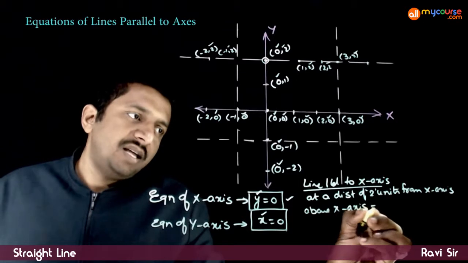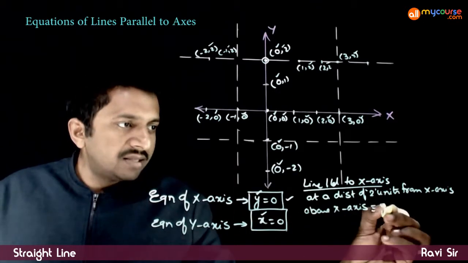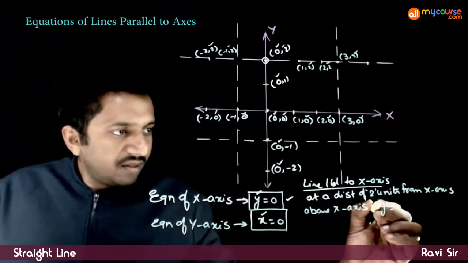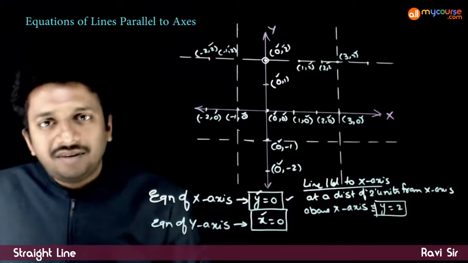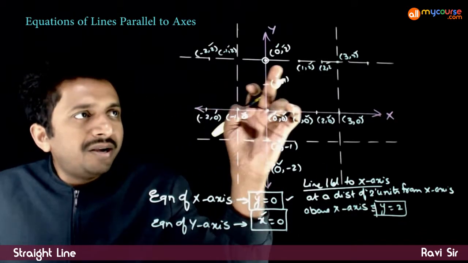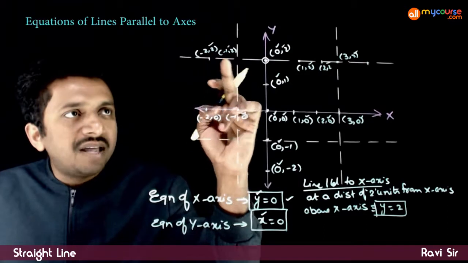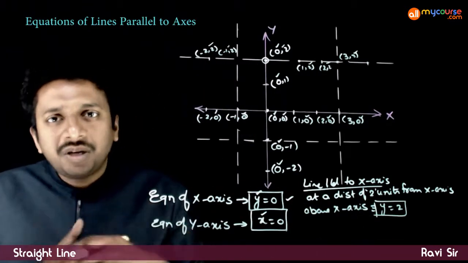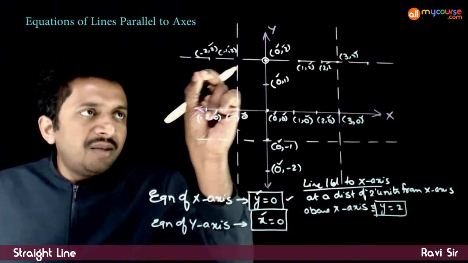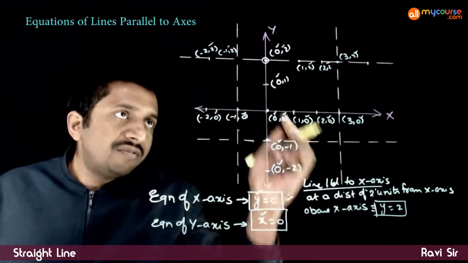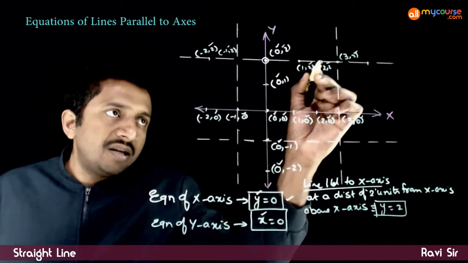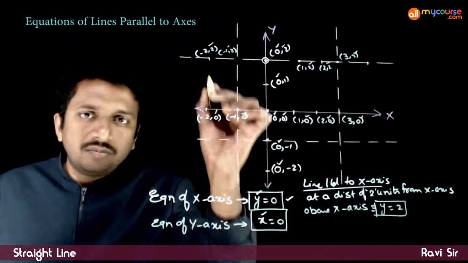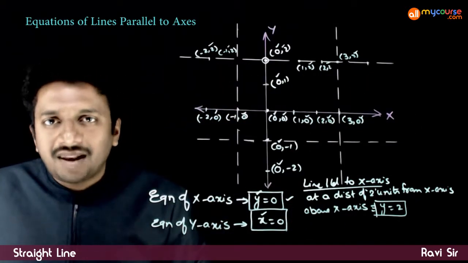Above x-axis is nothing but y is equal to 2. Right? Because each and every point on this line has its y coordinate equal to 2. So y is equal to 2. What is the English meaning of it? If you take any point on this line, the distance of the point from x-axis will always be equal to 2. Obviously, that's the meaning of parallelity.